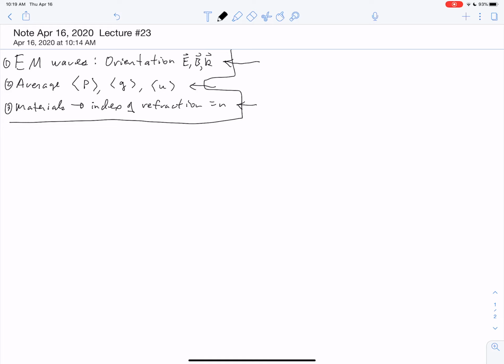And I'll put two breakpoints between these. I'll put a breakpoint between item 1 and 2 and a breakpoint between item 2 and 3. So those are the times that you could take a break and come back to those sections.